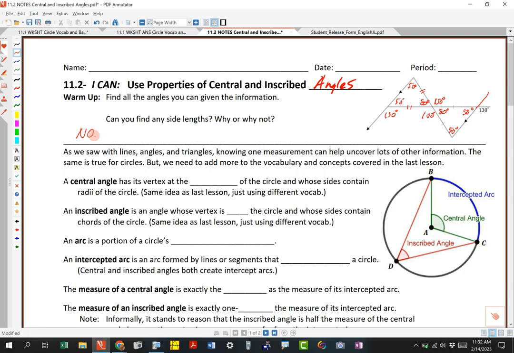Why not? Because there's nothing really to go off of. There's nothing to go off of, and here's how I'm going to put that. They didn't give us any lengths, no lengths to set up proportions or ratios.